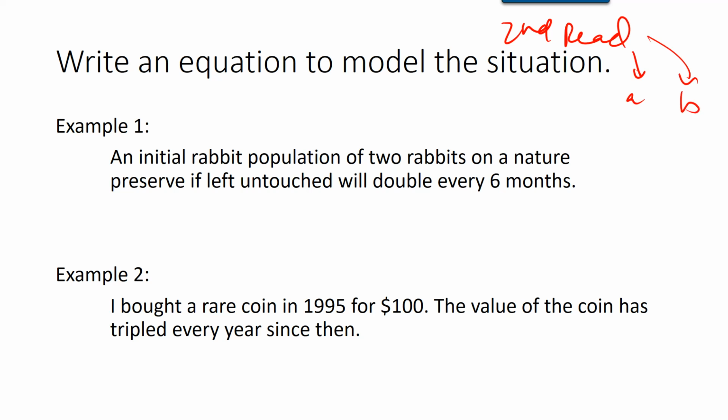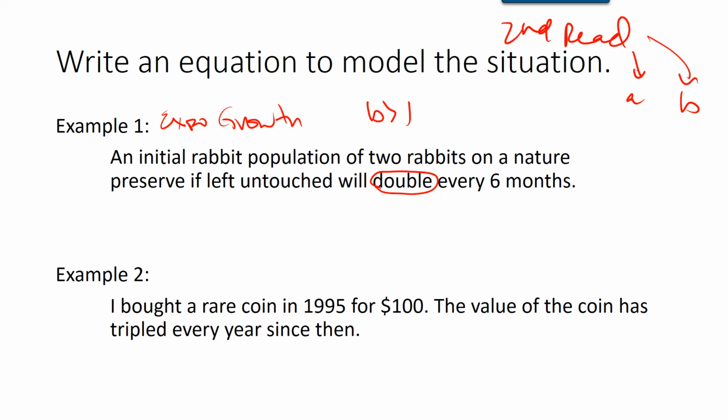So example 1, we're going to read it through once, and we're going to decide if it's growth or decay. It says, an initial rabbit population of 2 rabbits on a nature preserve, if left untouched, will double every 6 months. We saw this earlier, double. That's our key word. Double means that it's going to grow. So this is exponential growth, which tells us our B value needs to be bigger than 1. That's our first read-through.